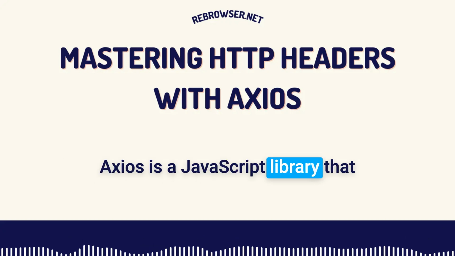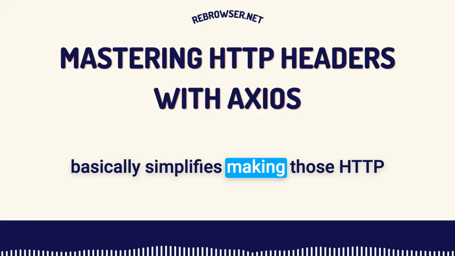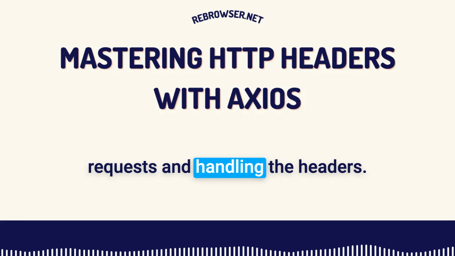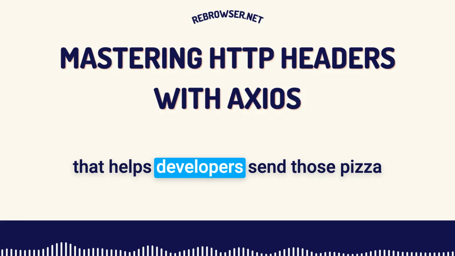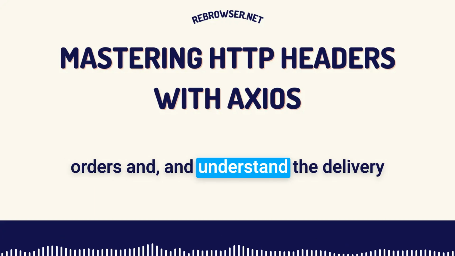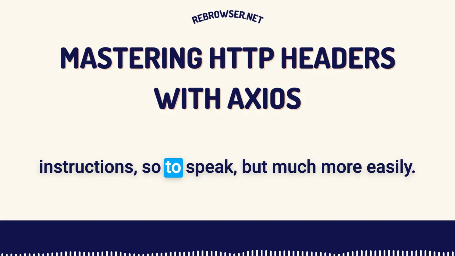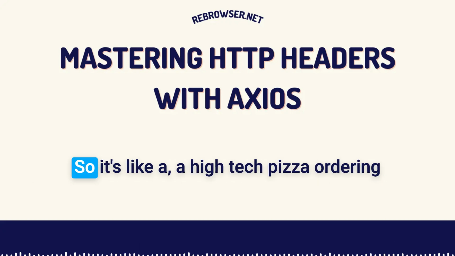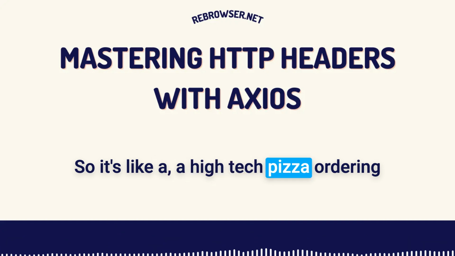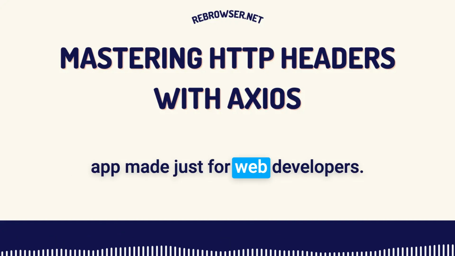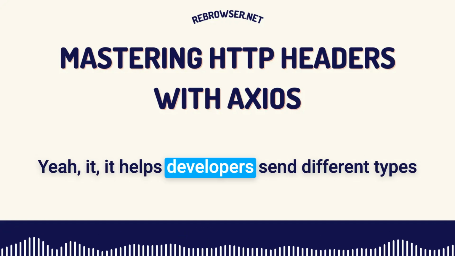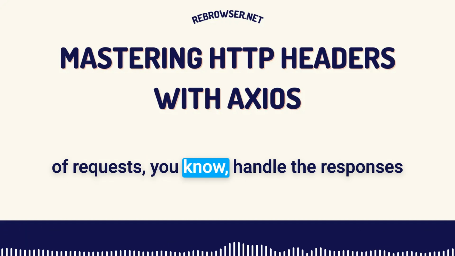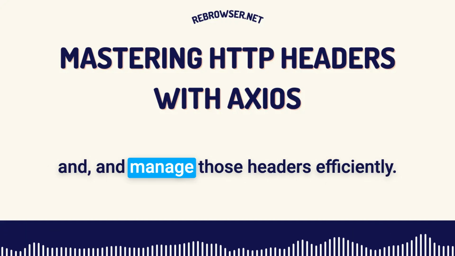Axios is a JavaScript library that basically simplifies making those HTTP requests and handling the headers. Think of it like a specialized tool that helps developers send those pizza orders and understand the delivery instructions, so to speak, but much more easily. So it's like a high-tech pizza ordering app made just for web developers. I mean, that's one way to look at it. I like it. Yeah, it helps developers send different types of requests, handle the responses and manage those headers efficiently.